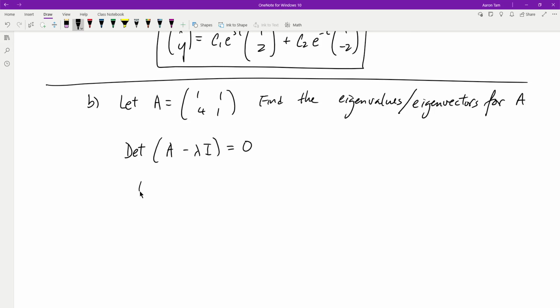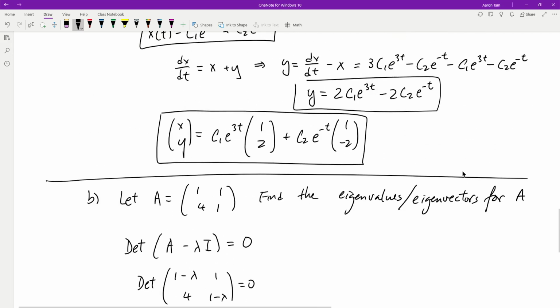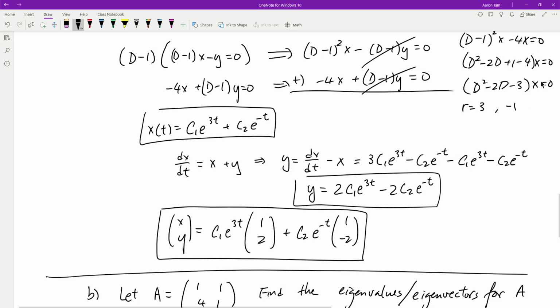So that would mean that the determinant of 1 minus lambda, 1, 4, 1 minus lambda is equal to 0. If I find this determinant, that will be 1 minus lambda times 1 minus lambda minus 4 times 1 equal to 0. That forms the equation lambda squared minus 2 lambda minus 3 equal to 0. Some of you might already have a little deja vu because it seems like we've seen this trinomial before. Oh yeah, of course we have. It's right here. See that trinomial?